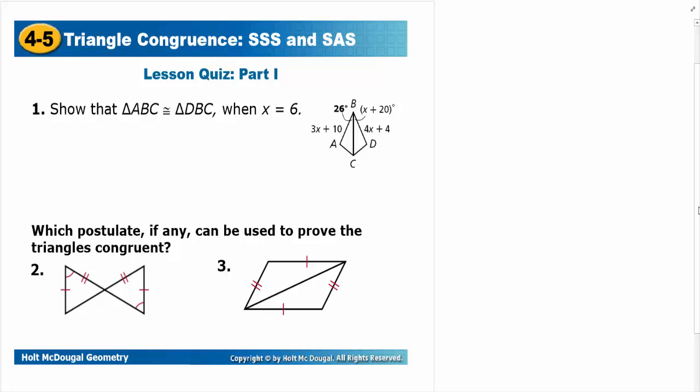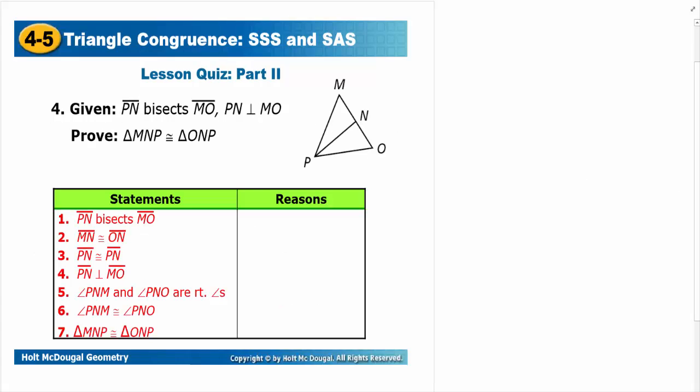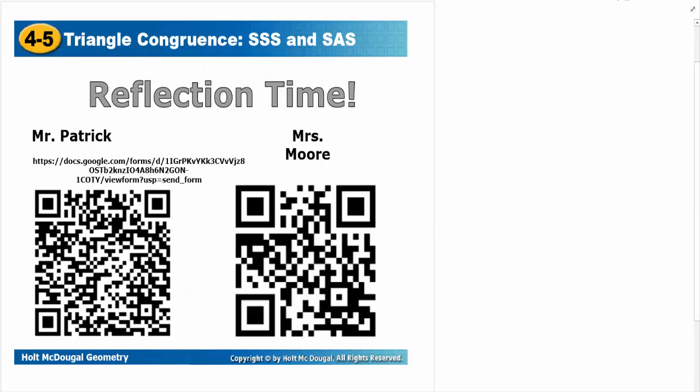If you don't get either one, then you say neither. Part 2, we got a proof. Pretty self-explanatory, right? Fill in your given statements and go from there. All right, so we got our proof for number 4. And with that, fill in your reflection, and I'll see you guys in class.